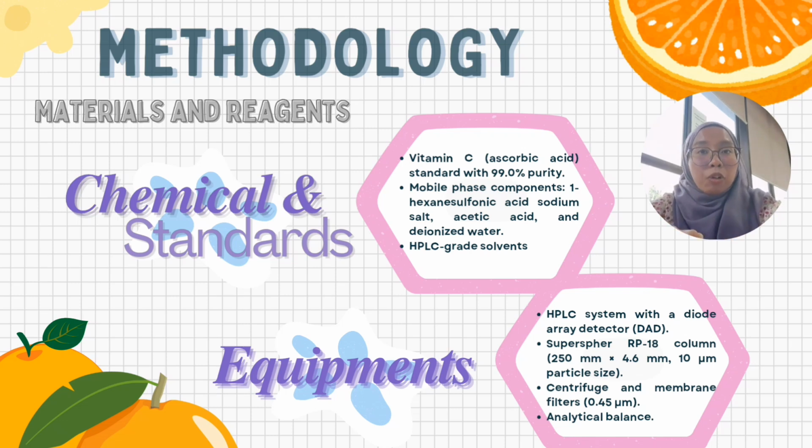As for the equipment needed, first we need an HPLC system with a DAD, which is a diode array detector. The second one, we need a Supersphere RP18 column, which can be 250 mm times 4.6 mm with 10 micrometer particle size. The third one we need is a centrifuge and membrane filters, which is 0.45 micrometer. And lastly, we need the analytical balance.